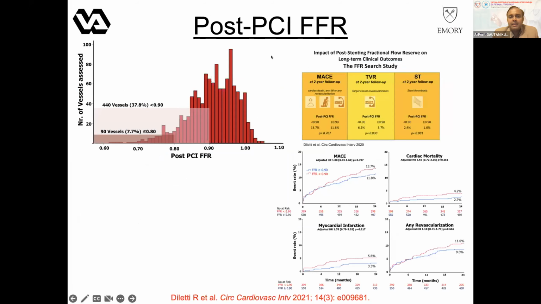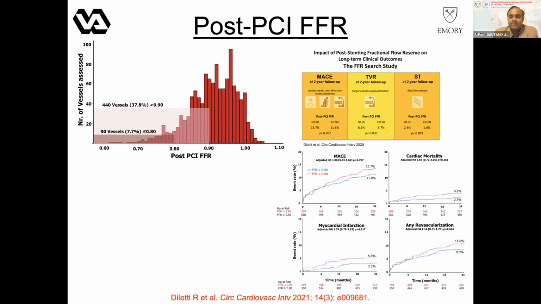And this is the same data from the FFR-SEARCH study that looked at patients leaving with an abnormal FFR. And again, in this study, this used FFR. About 37% of patients had an FFR of less than 0.90 post-PCI. They had higher MACE, higher cardiac mortality, more MI, and more revascularization. So we do have some outcome data here on these patients.